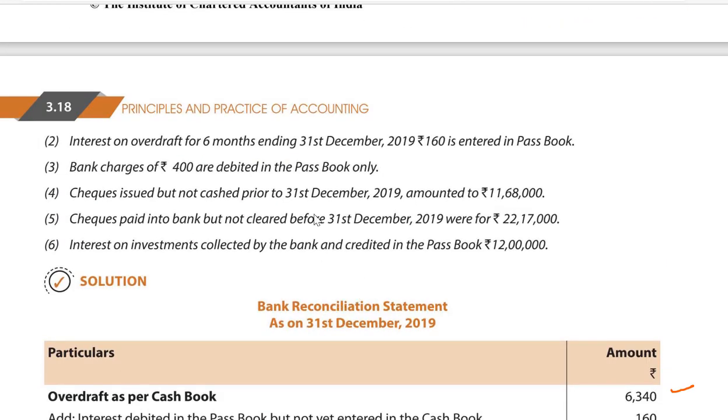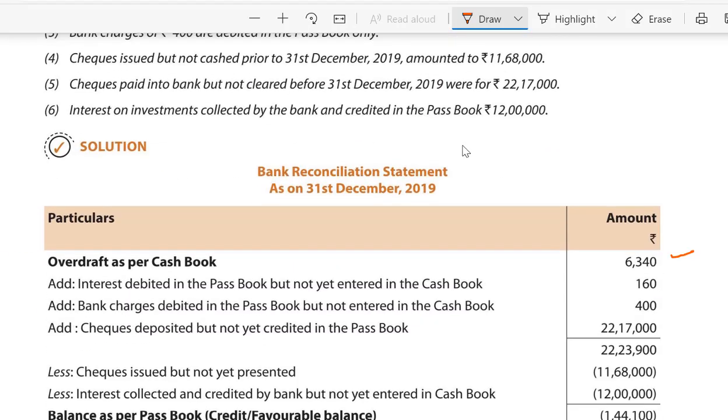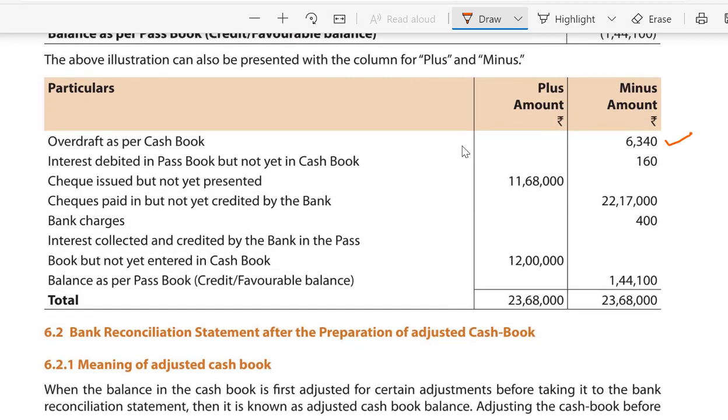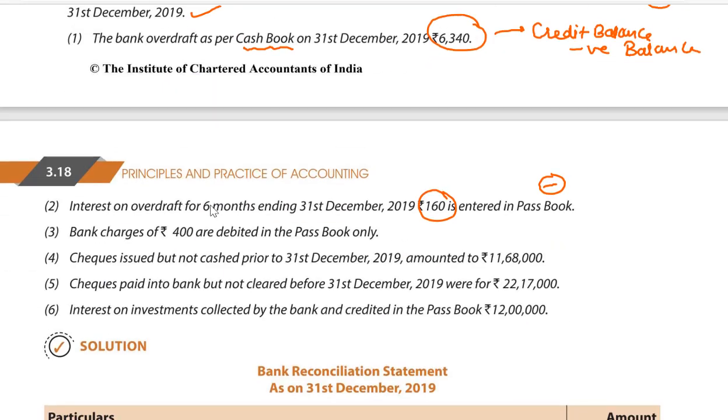Interest on overdraft for 6 months ending 31st December 2019 is 160, entered in the passbook. So the bank had taken the interest, so it is minus in the passbook. What we need to do? Just see it over here. 6340 from the plus minus method is 6340 in minus. Now the bank has charged us interest of 160 in the bank column. It is in the passbook, it is minus. In the cash book also we need to do what? 160 minus.